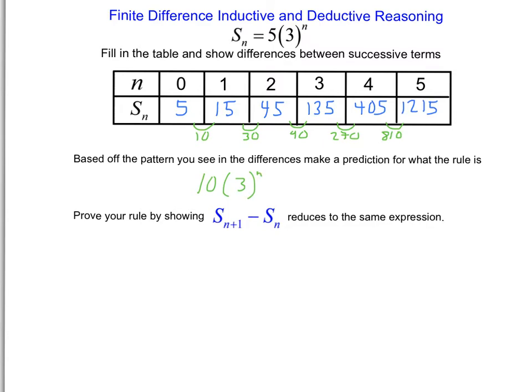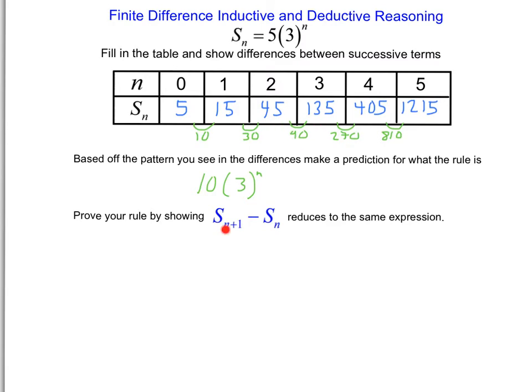That looks like it's going to be the finite differences. So for example, if I'm here on the third stage and I want to get to the fourth, I'm going to be adding 10 times 3 to the third, which is 10 times 27, or 270, to get up to the next one. Okay, so we're going to want to prove this rule again. For the n plus 1, remember that's the next one, then we minus the previous. 135 minus the 45 gets us that we're going up by 90.